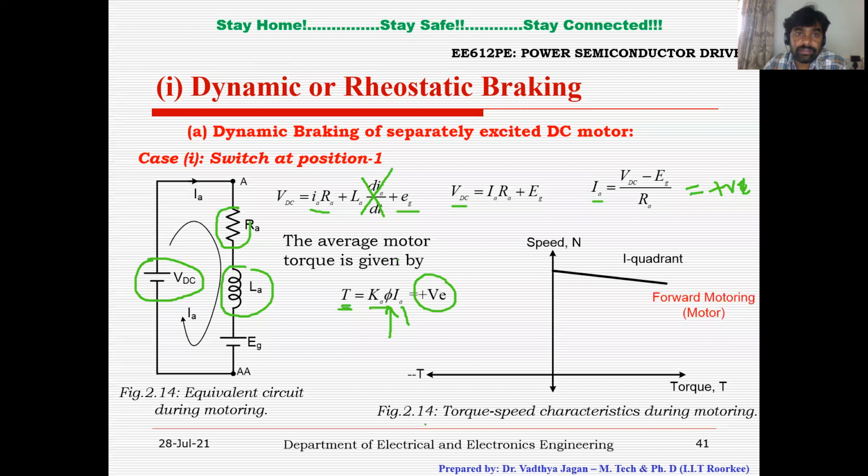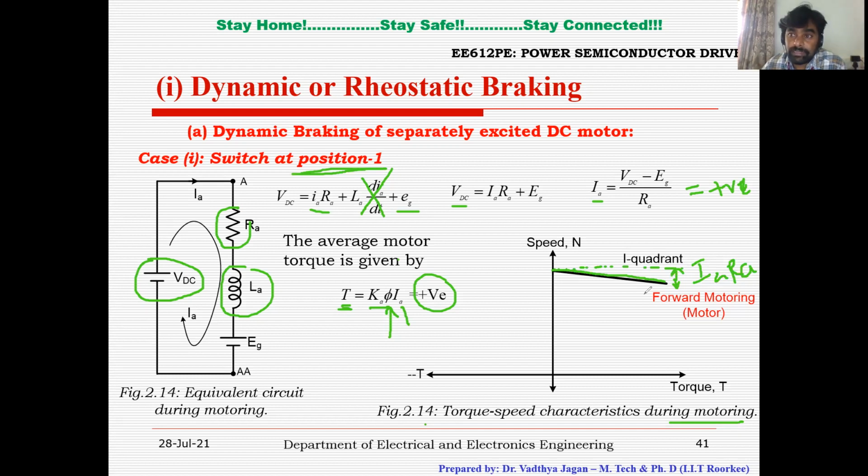So you can see the torque speed characteristics when the DPST switch is in position number 1. These are the torque speed characteristics during motor operation, and there is a little decrement in the speed because when you increase the load, the IA RA drop increases, which results in a little decrement in the speed. This drop is called the IA RA drop, basically the drop due to armature resistance.